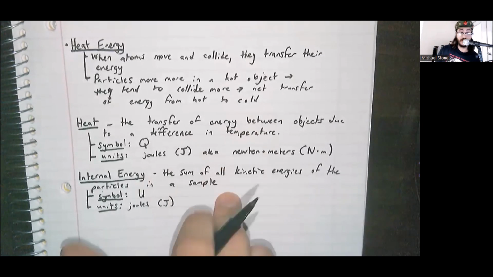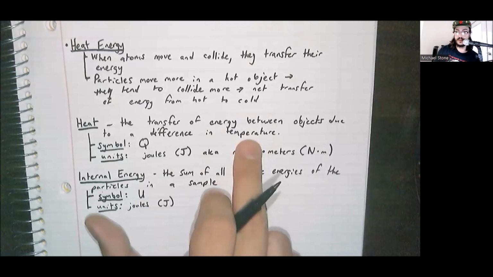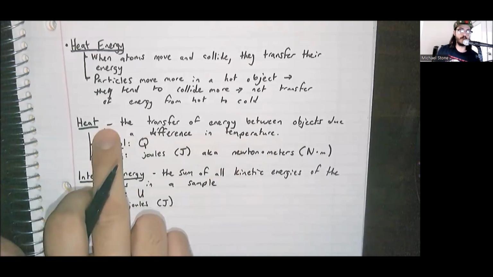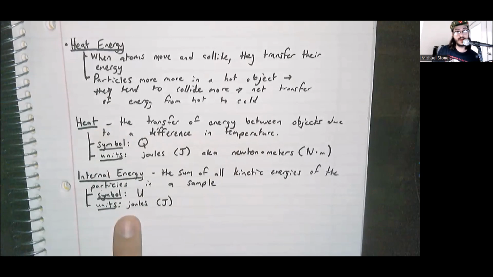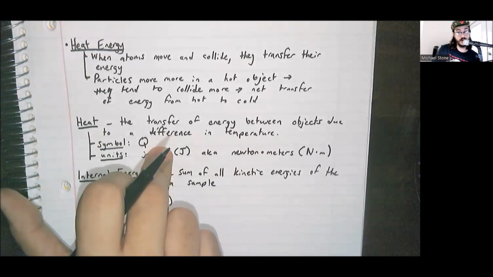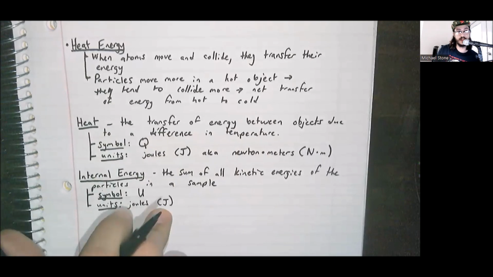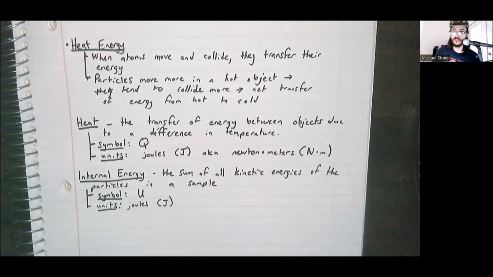A sample can absolutely have 3,000 joules of internal energy. It could transfer some of that, and let's say it gives off 400 joules of heat. So it started with 3,000, it transferred 400 joules of heat. Now it has an internal energy of 2,600 joules. So that's the difference in how you would use those.